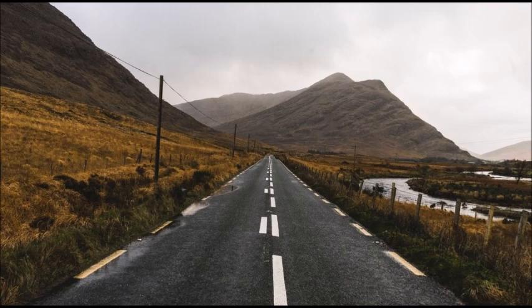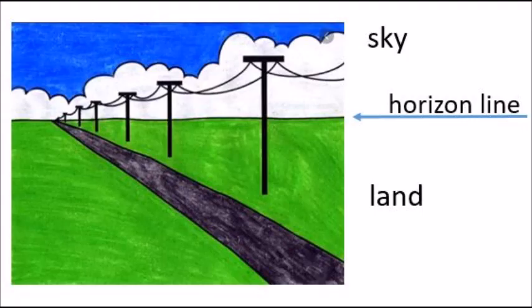This is called a vanishing point. This photograph includes a vanishing point at the very end of the road where the road vanishes. Using a vanishing point is a technique artists use to create depth in a landscape.